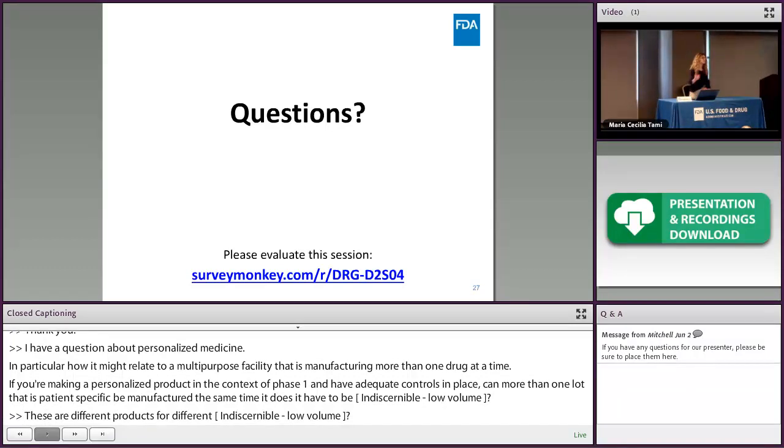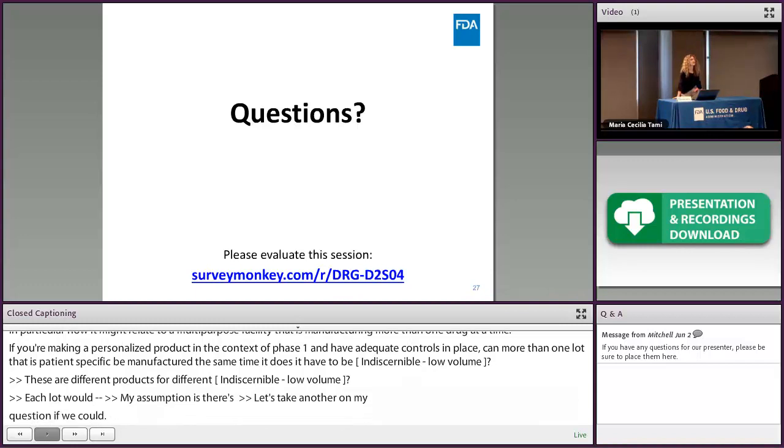All right, let's take another online question if we could. When does the FDA require the analytical methods to be validated during the drug development? So validation of analytical method is expected for licensure.